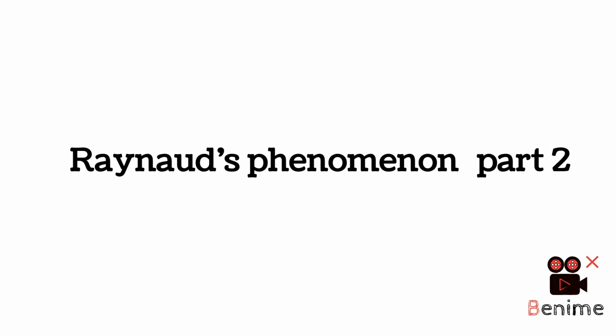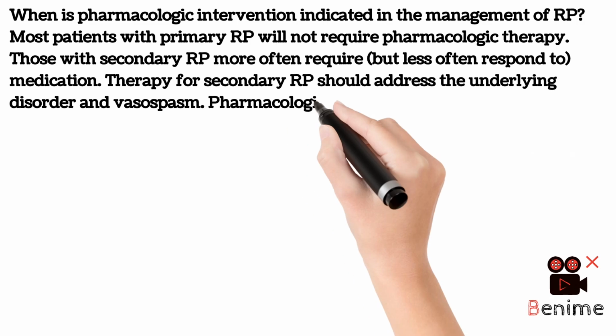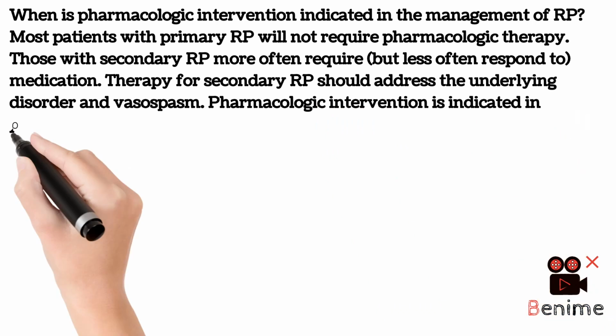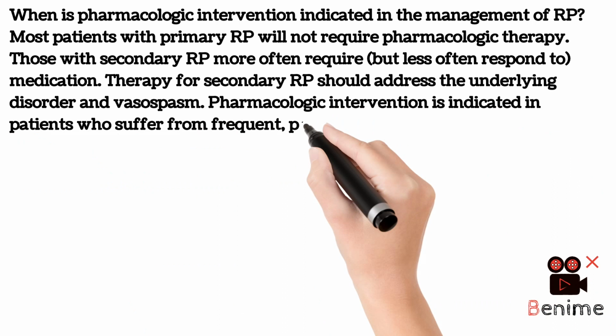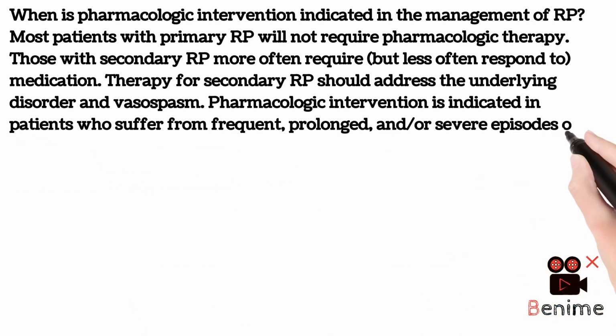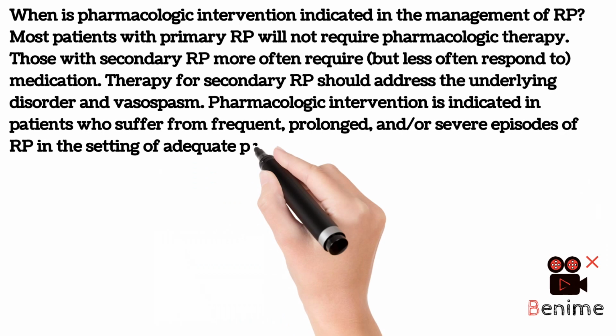When is pharmacologic intervention indicated in the management of RP? Most patients with primary RP will not require pharmacologic therapy. Those with secondary RP more often require, but less often respond to, medication. Therapy for secondary RP should address the underlying disorder and vasospasm. Pharmacologic intervention is indicated in patients who suffer from frequent, prolonged, or severe episodes of RP in the setting of adequate preventative measures or with minimal provocation.